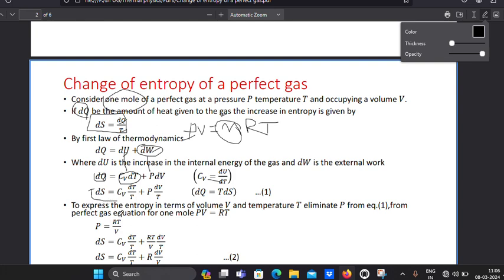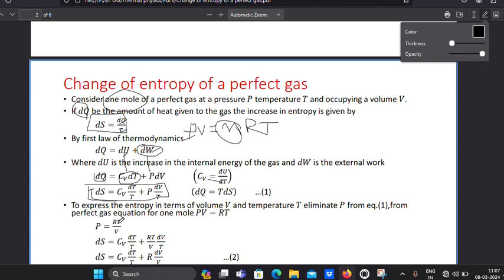Now to express the entropy in terms of volume and temperature, eliminate P from equation 1. From the perfect gas equation, for 1 mole, PV = RT. So the actual formula is dS = Cv dT/T + P dV/T.